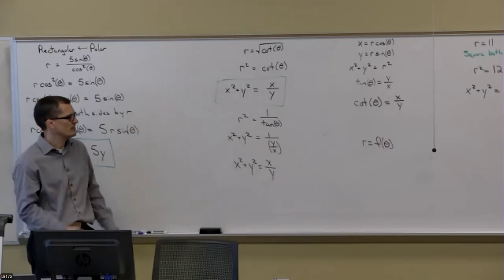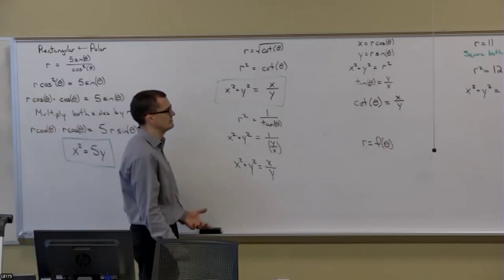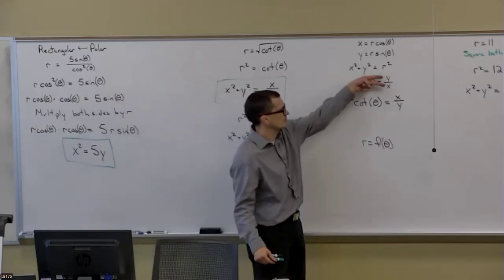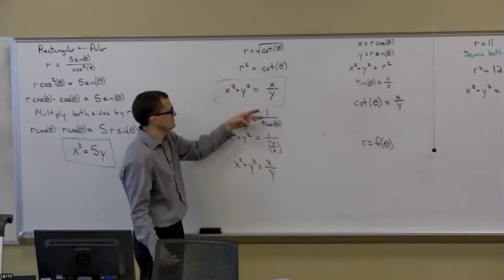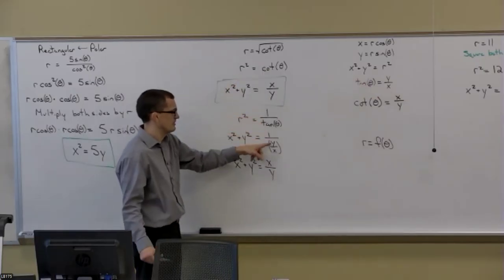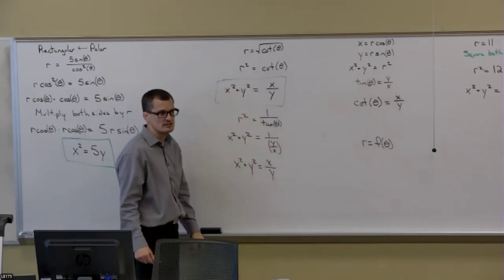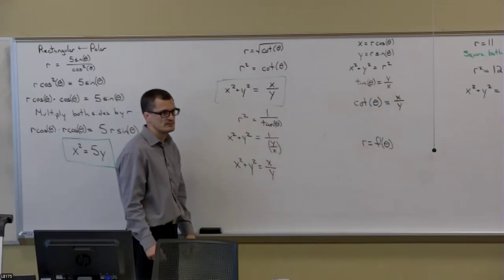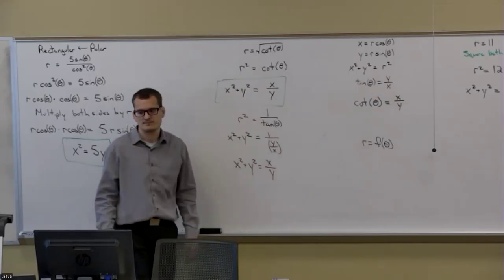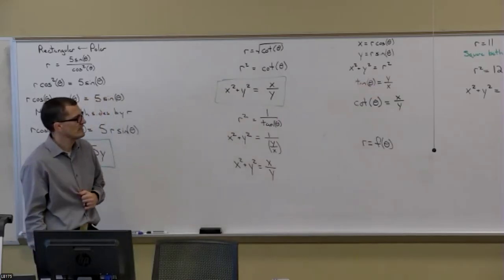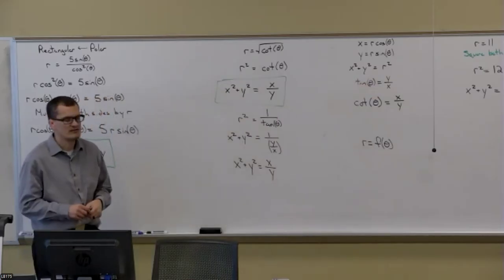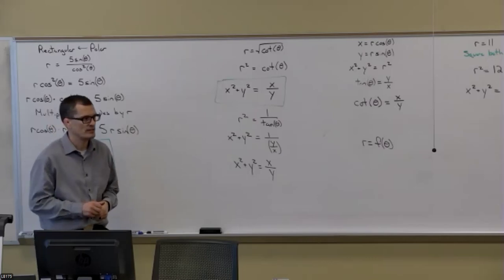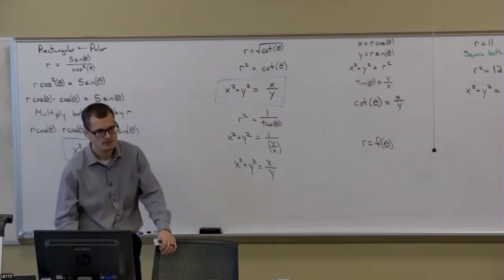So whichever way you want to do it, whether you want to see, oh yeah, cotangent has to be the reciprocal, so it has to be x over y, or if you do cotangent as the reciprocal of tangent and then plug in y over x for tangent, that's fine too. But you have a good feel for converting between polar and rectangular back and forth.